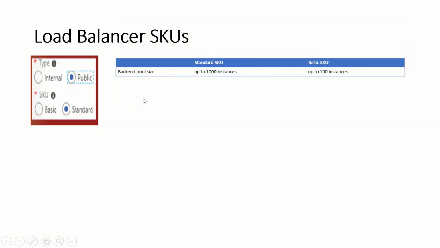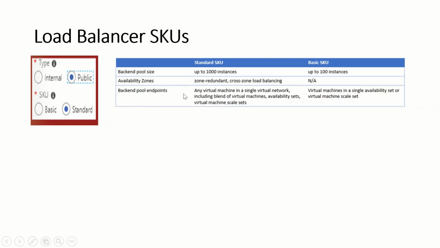First is your backend pool size. Your standard SKU load balancer can support up to 1000 instances, while your basic SKU load balancer can support only up to 100 instances. So if your requirement is up to 100 instances, you can go for the basic one. If it's more than 100 instances, you can use the standard SKU load balancer. Your standard SKU load balancer also supports zone redundancy as well as cross zone load balancing, which is not an option in the basic SKU.